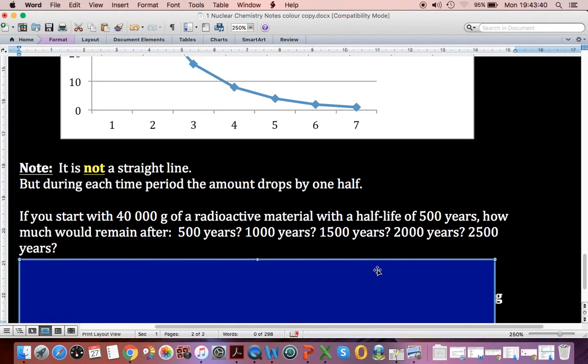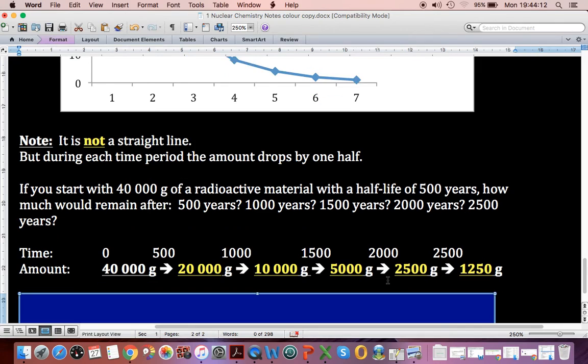So if we look at a question like this, if you had 40,000 grams of radioactive material, half-life is 500 years, we're just going to drop by half each time. So for 40,000 grams, we're going to have 20,000 grams left after 500 years. That's 1 half-life. Now we're down to 20,000, half of that's 10,000. So we're only going to have 10,000 left after 1,000. Then we'll drop down to 5,000 after 1,500 years. And then 2,500, and then 1,250. So hopefully that's making sense.